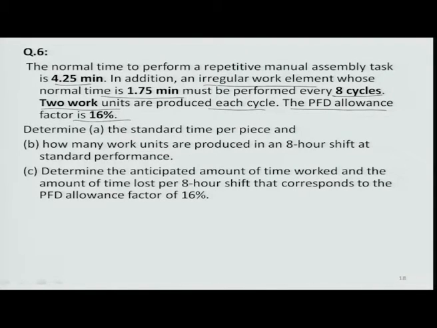Okay. So we have to calculate the standard time per piece, and how many work units are produced in an 8-hour shift at standard performance. Then determine the anticipated amount of time worked and the amount of time lost per 8-hour shift that corresponds to the PFD allowance factor of 16%. Okay. First we will calculate A and B, then we will move to part C.